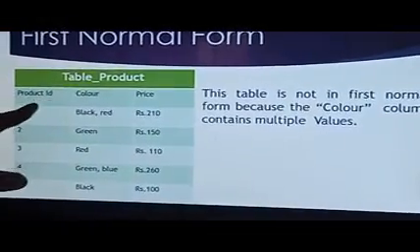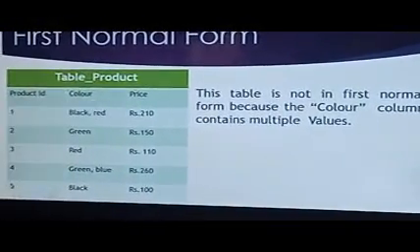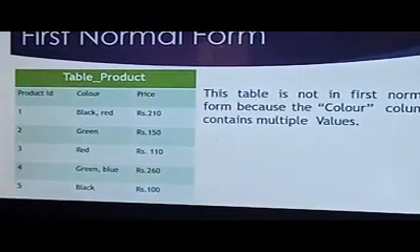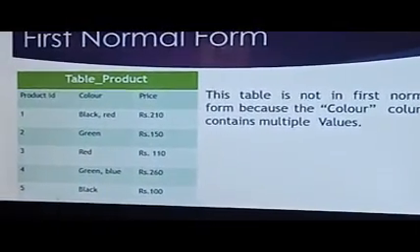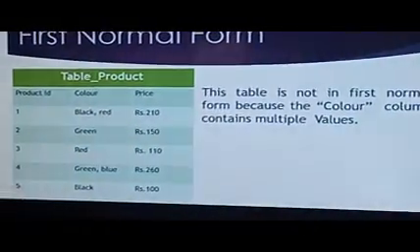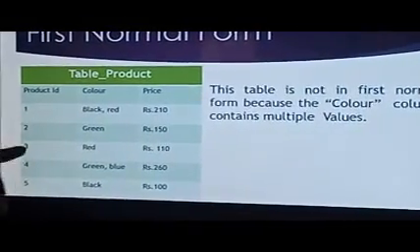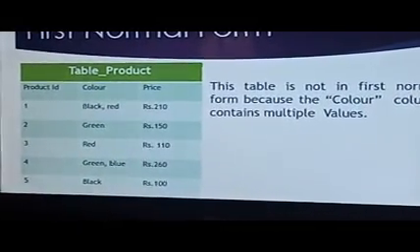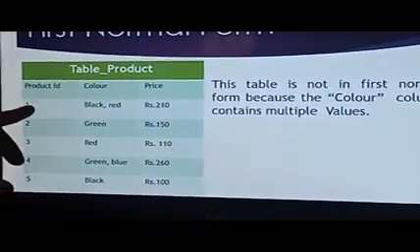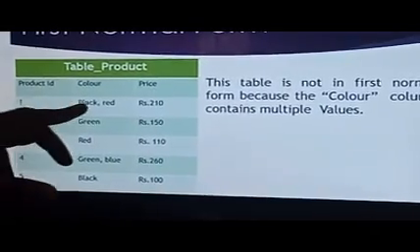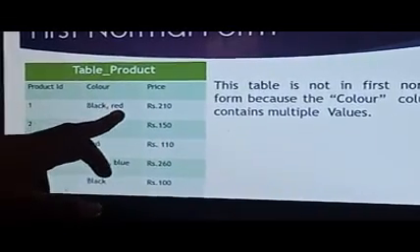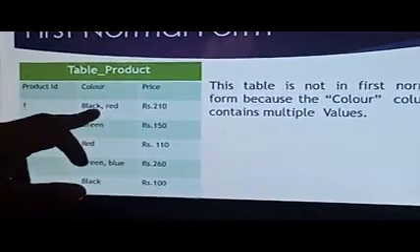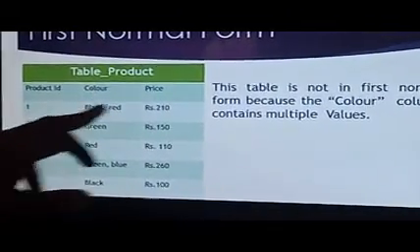So this might be a table. This example table consists of product ID, color, and price. If more data is fed into this table, what happens? Some more fields will be added, and this data will be repeated several times. In a very simple example, under the product ID you have two colors, black and red, each of which costs about 210. So this may not be possible with a single record.